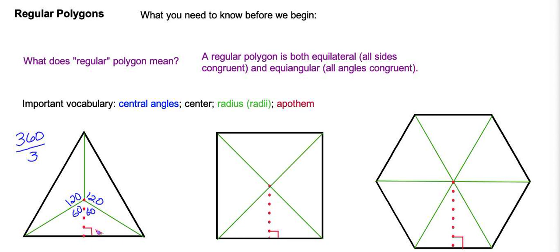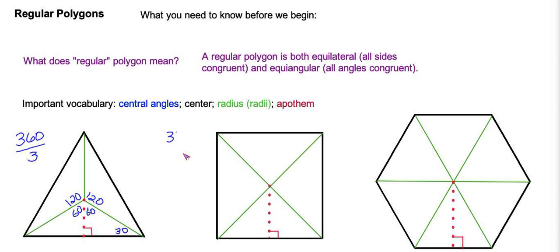Now, since it's perpendicular to the side, we have a 60 degree angle, a 90 degree angle, and by triangle angle sum theorem, a 30 degree angle. So we have our special 30, 60, 90 here in the regular triangle, and that's going to help us find area. Now, here we have a regular quadrilateral, also known as a square.